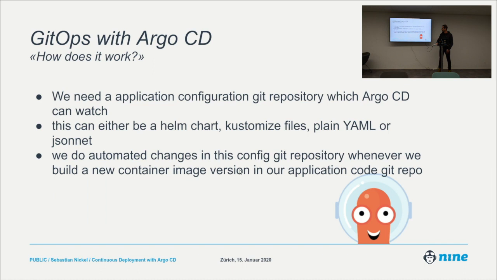How does it work? I already told you about the application configuration Git. It can either be a Helm chart, Kustomize files, plain YAML, or Jsonnet. And the last point, I think, is the most important: you can do that, but you don't have to. We do automated changes in the Git config directory. That's actually what we do. In the application code directory, you have a pipeline, and that pushes a commit to the config Git repo whenever there's a new version to be deployed.